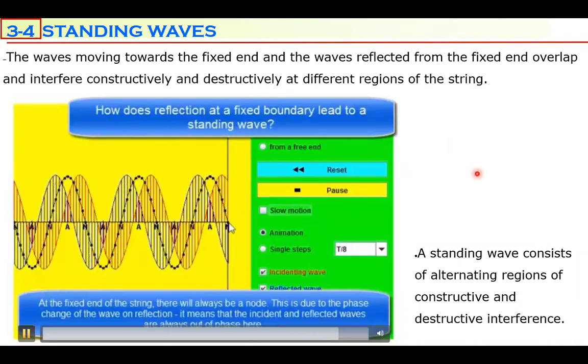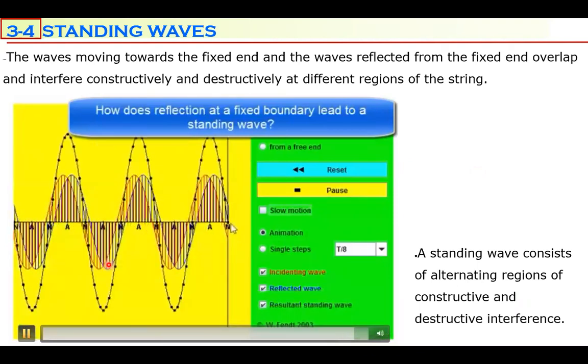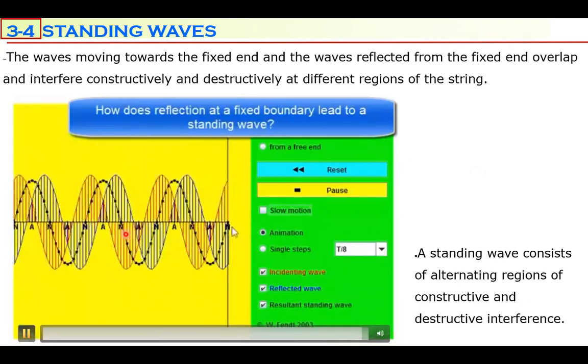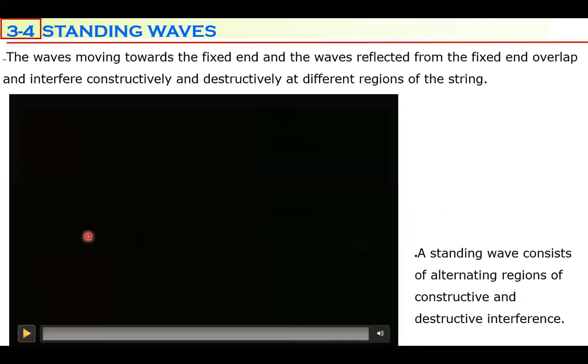If the current waves are moving, there are two waves. One of them is moving to the right, which is red. The other one is moving to the left, which is blue. These two interfere, but the resultant wave pattern appears to be not moving. So this is a standing wave.